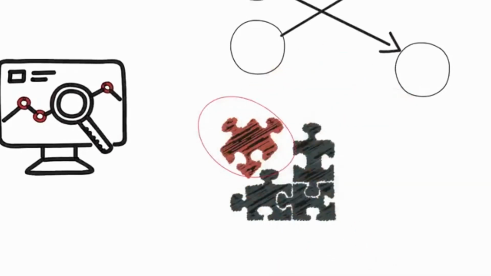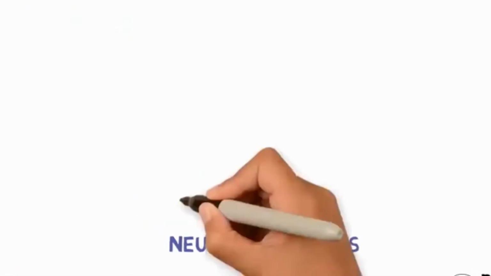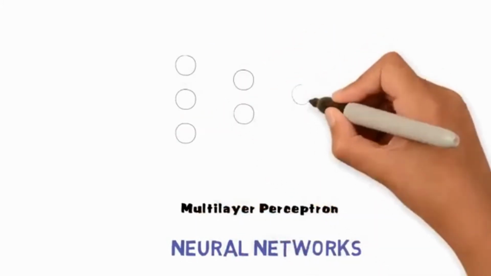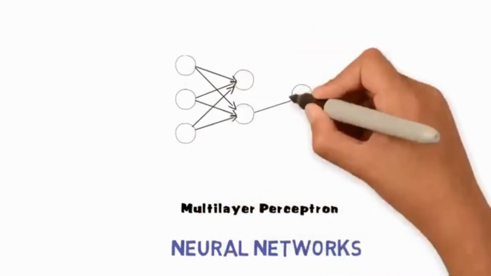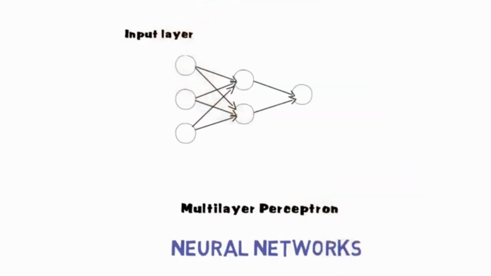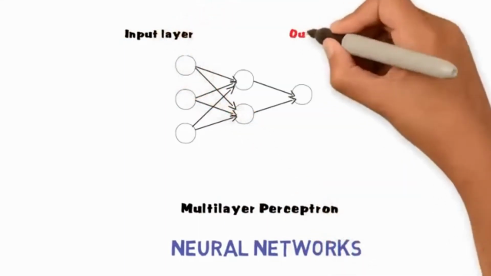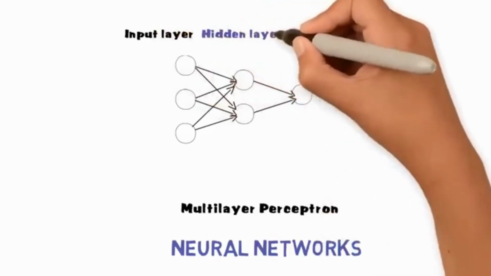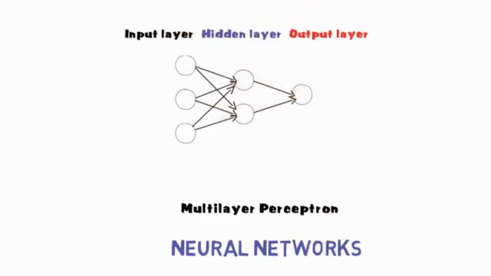The most common type of neural network is called a multilayer perceptron. In a multilayer perceptron, the nodes are organized in layers. The first layer is called the input layer. The outermost layer is termed the output layer. Between these two come one or more layers. These are called hidden layers.